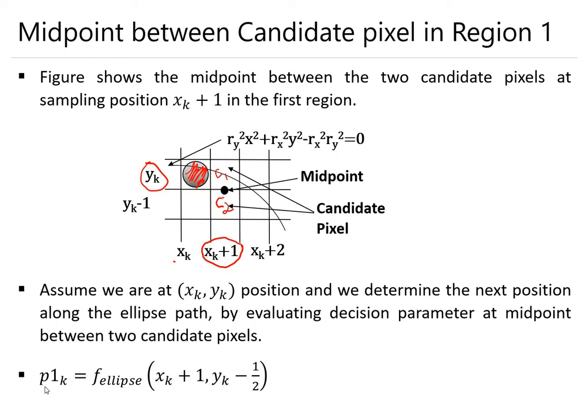So we have a decision parameter p1k equals f ellipse (xk plus 1, yk minus half). We know that xk plus 1 is a unit step on the x-axis. This is your xk plus 1, and here is your yk. Why we put half is that we cannot decide whether we will choose the top pixel or the bottom pixel. That is why we put half here.